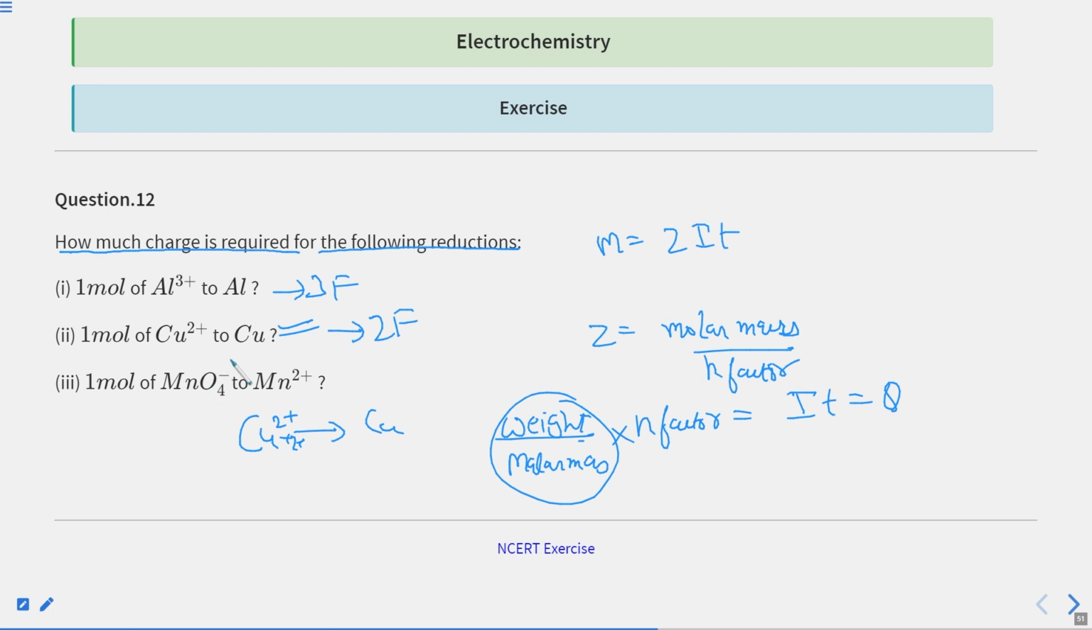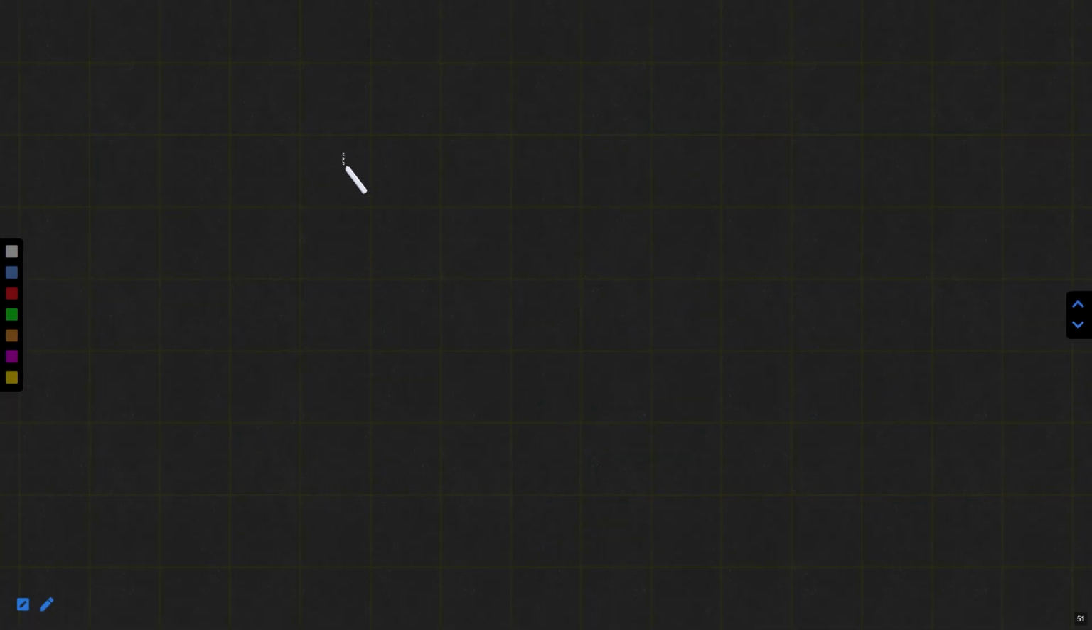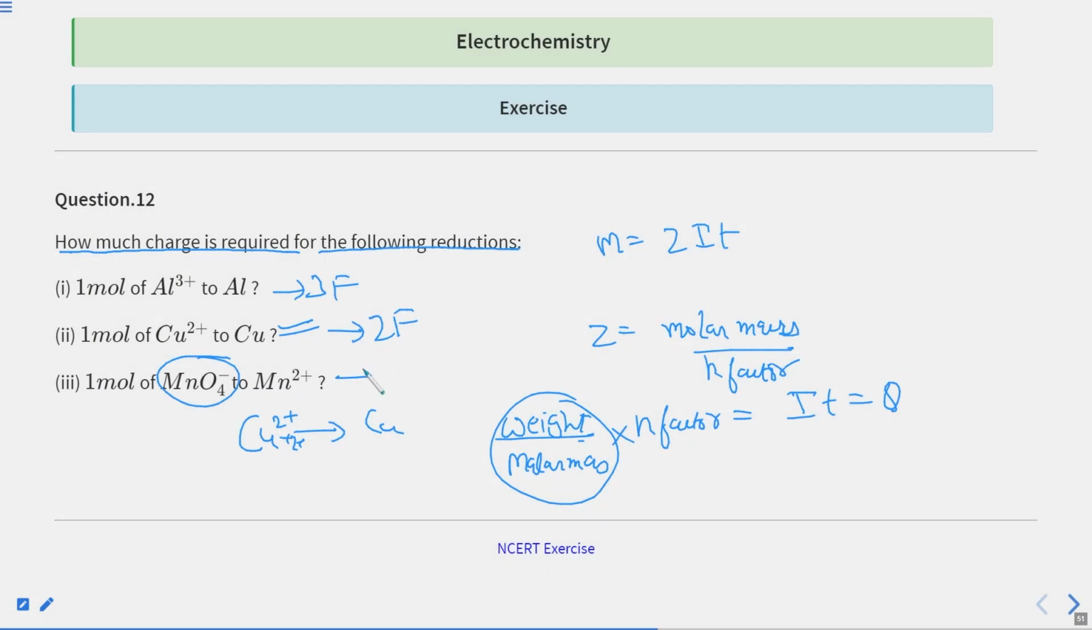Next one requires the calculation of the oxidation state of manganese. Let us first find the oxidation state of manganese in MnO4 minus. Let us consider it X. 4 oxygen with a charge of -2. Overall charge is -1. So that will give you a charge of +7. And we are going from +7 to +5. So 5 electron charge. So 5F. Is it clear? 3F, 2F, and 5F.